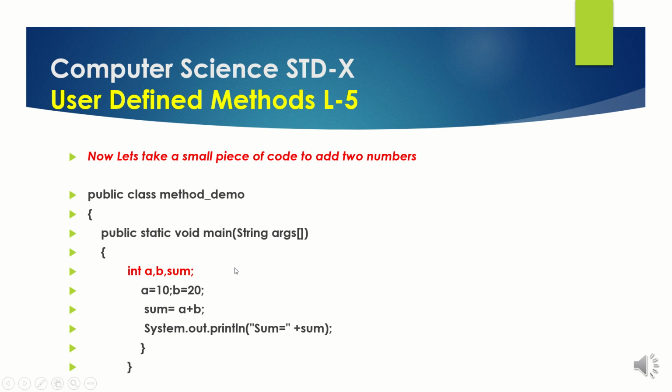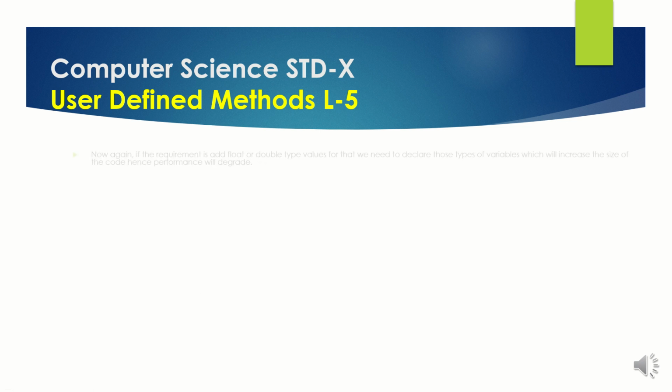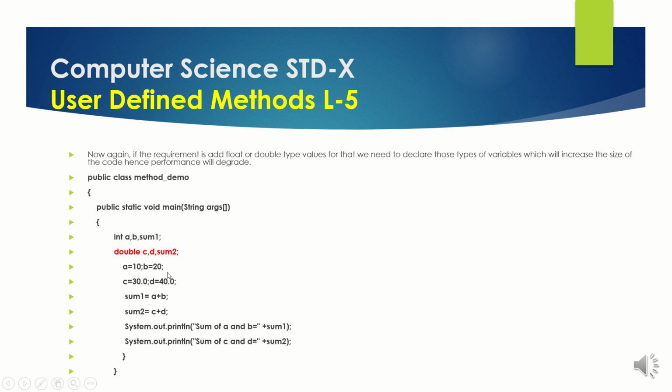And if the requirement comes to add double type values, or float type, for additions, like this, you can see over here the new requirement, that is a double type, is being added. So see, an extra line here, and here, and here: three extra lines you have to add, which is increasing the code size, hence it degrades the performance of the program.